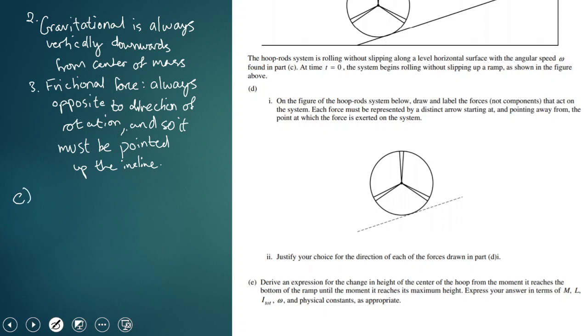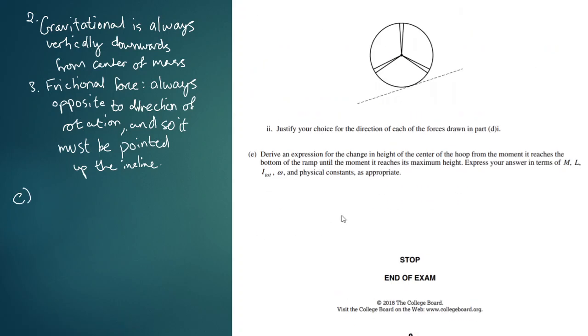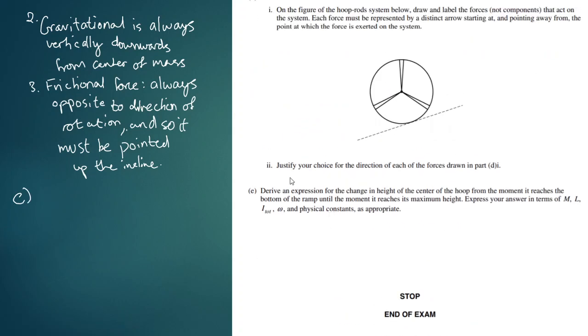And then for question E, which I believe is the last question, yep, it says derive an expression for the change in the height of the center of the loop from the moment it reaches the bottom of the ramp until the moment it reaches its maximum height. Oftentimes this is similar to your normal translational motion where we're trying to find the height, and because we have a changing height, we can just use conservation of energy. It's often the case in rolling without slipping problems as well that we just use conservation of energy.